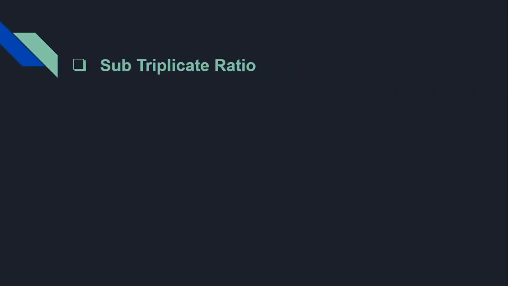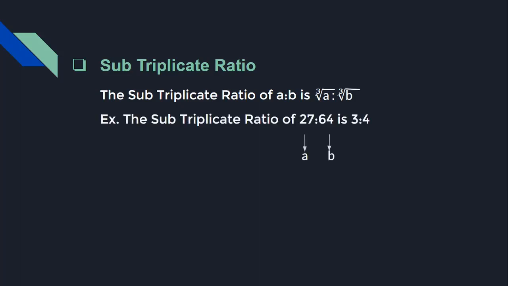Next, subtriplicate ratio. The subtriplicate ratio of A is to B is cube root of A is to cube root of B. In the subtriplicate ratio, we will take the cube root of the first term and the second term. Example, the subtriplicate ratio of 27 is to 64 is 3 is to 4. And how is it possible? So, we will take 27 as A and 64 as B. So, take the cube root of 27 which is equal to 3 and the cube root of 64 which is equal to 4. Then we get 3 is to 4. So, 3 is to 4 is the subtriplicate ratio of 27 is to 64.